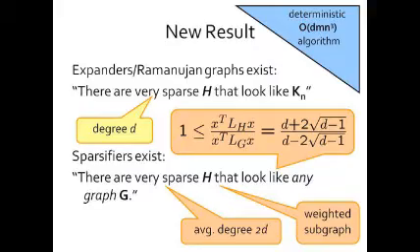So the graph that we produce is a weighted subgraph of G, which means that the edge set of H is a subset of the edge set of G, and it's weighted. It has average degree 2D, and we have a deterministic, slow but polynomial time algorithm for constructing it. And so the average degree is 2D.